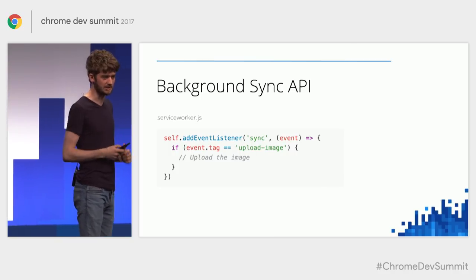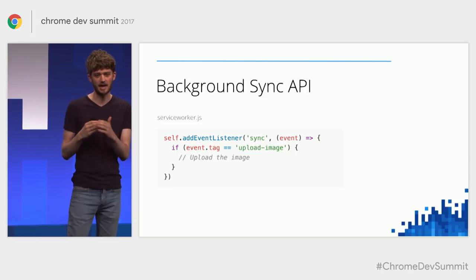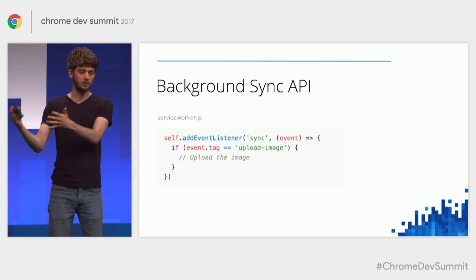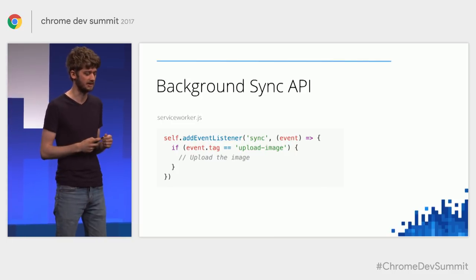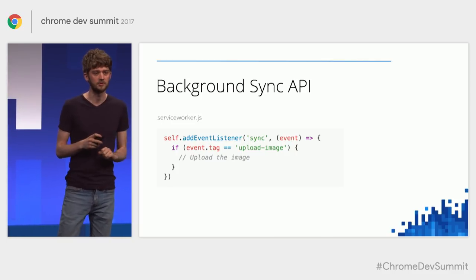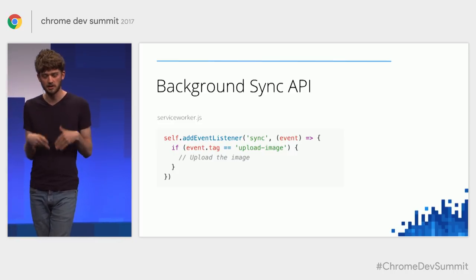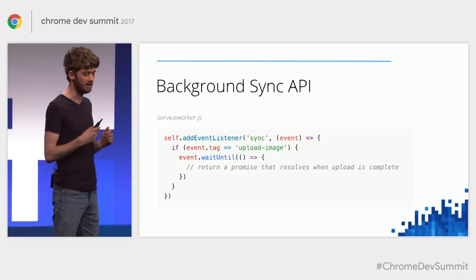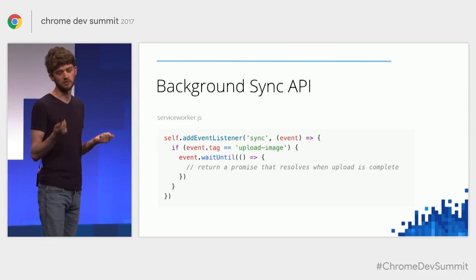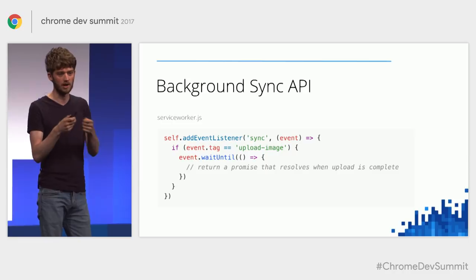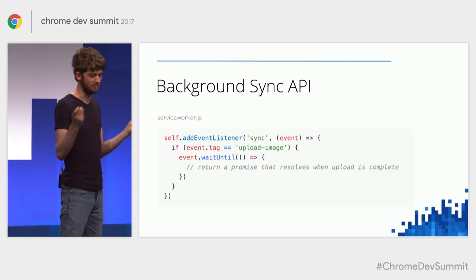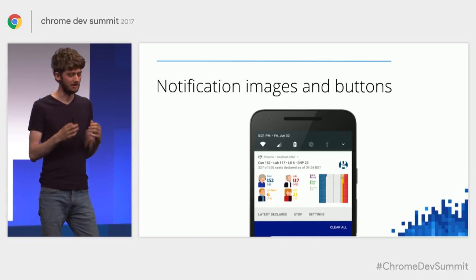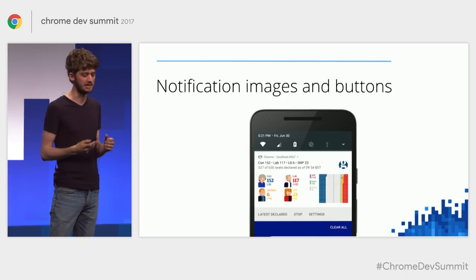Now, there's one problem with this, which is that the browser actually doesn't have a way of knowing when you're done uploading. And so it doesn't know when to kill your service worker and stop it running on the user's device. And so to solve that, what we want to do is tell the browser to wait until we're done and keep the service worker alive until our upload is complete. And so to do that, we call event.waitUntil. And we're going to just return a promise that will resolve when the fetches are complete. And that's really everything.